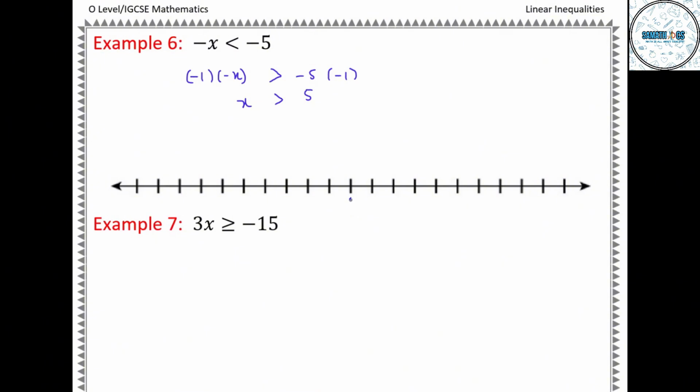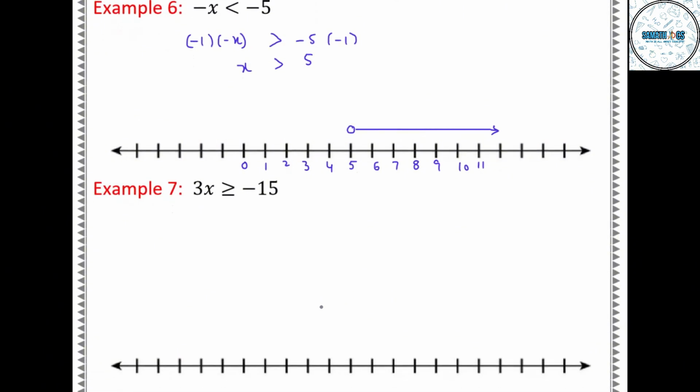Then if we have to draw it on the number line, we will have 5 in the center, 6, 7, 8, 9, 10, 11, 4, 3, 2, 1, 0. And then we will draw a circle here. And as you can see, the arrow is towards right hand side. So we will draw a line here and it will not be shaded because we don't have here greater than or equal to. So this would be the answer.